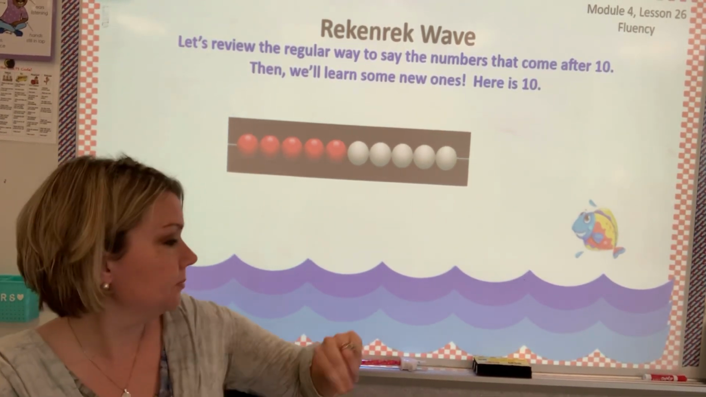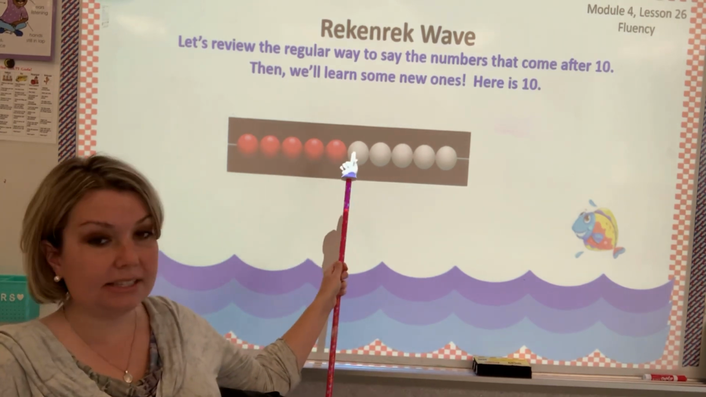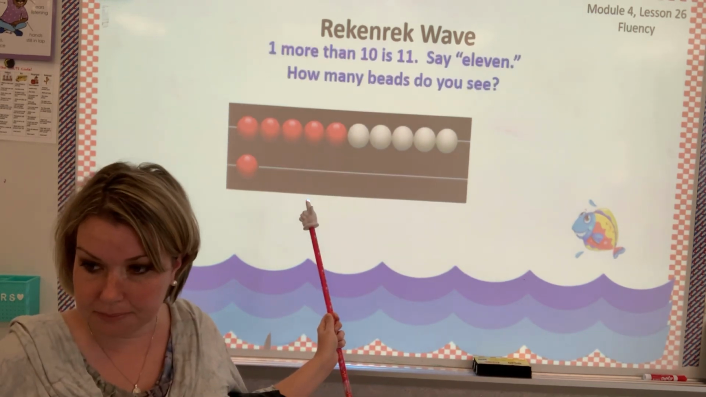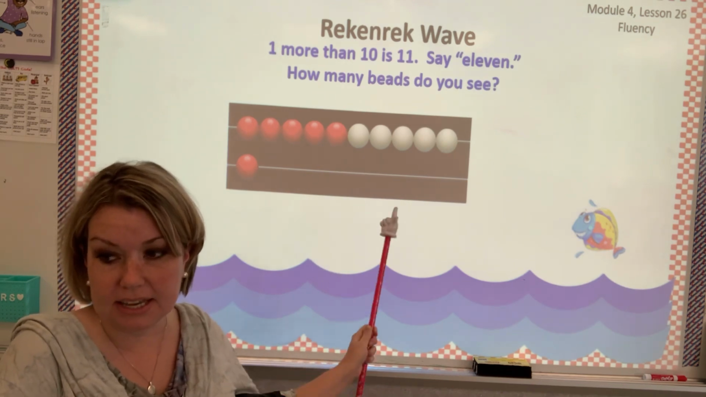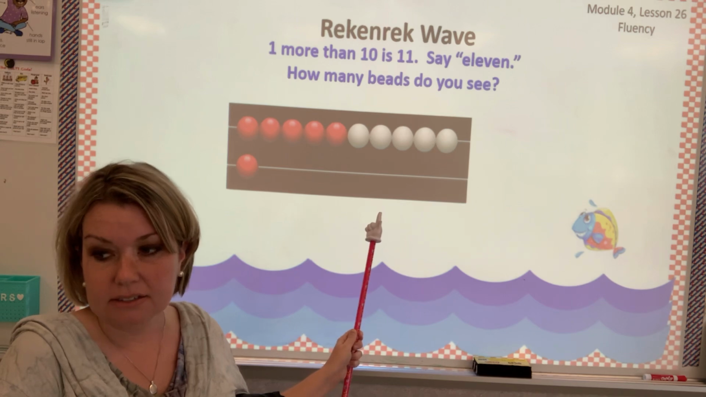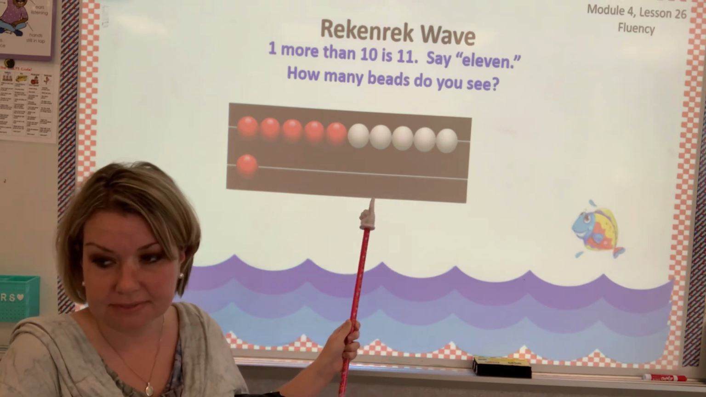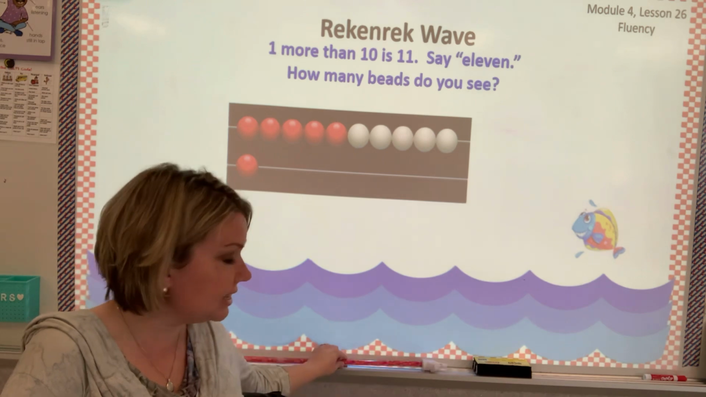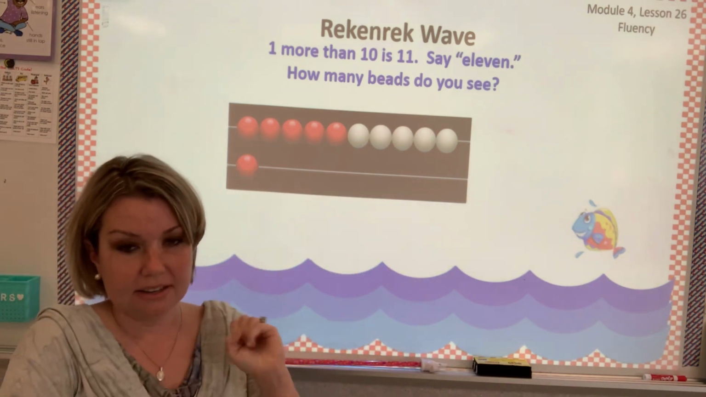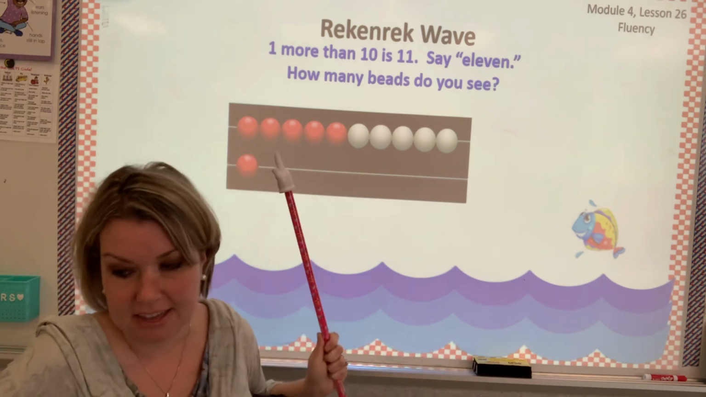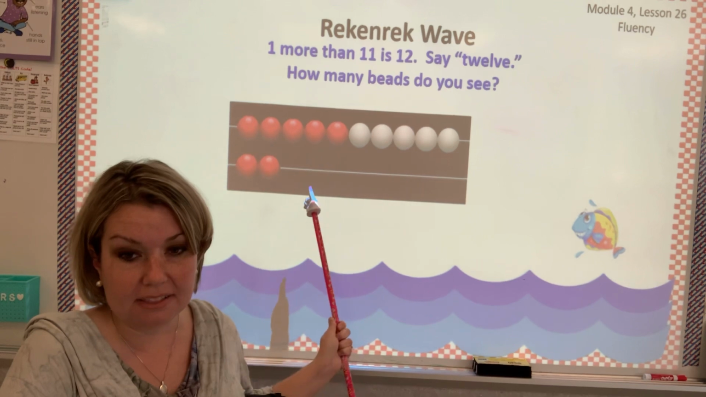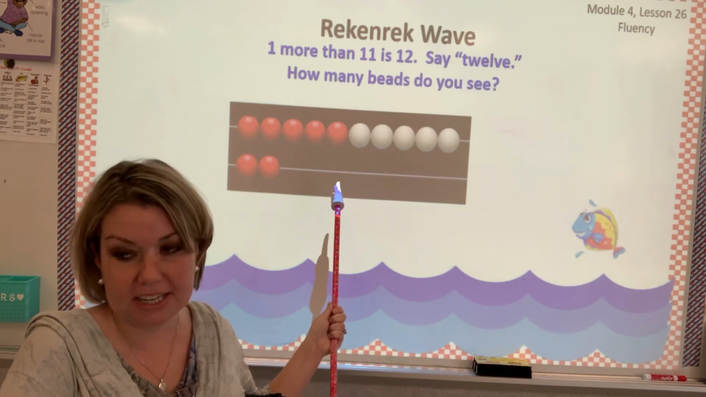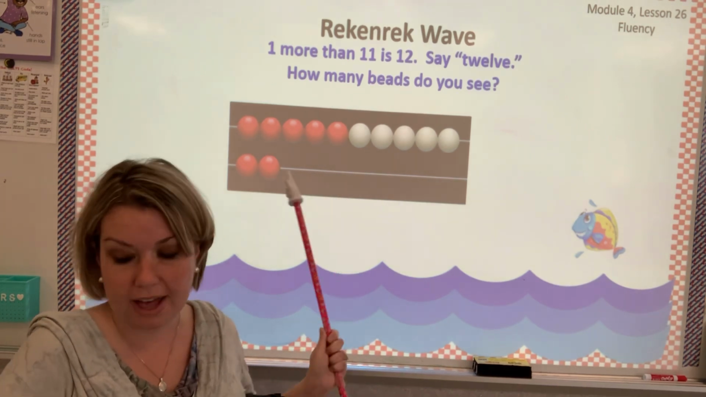Okay, so this is 10. I have 5 red and 5 white. This is 10. 1 more than 10 is 11. Say 11. How many beads do you see? 11. We've been saying 10, 1. Now we're going to say 11. 1 more than 11 is what? 12. How many beads do we see? Say 12.